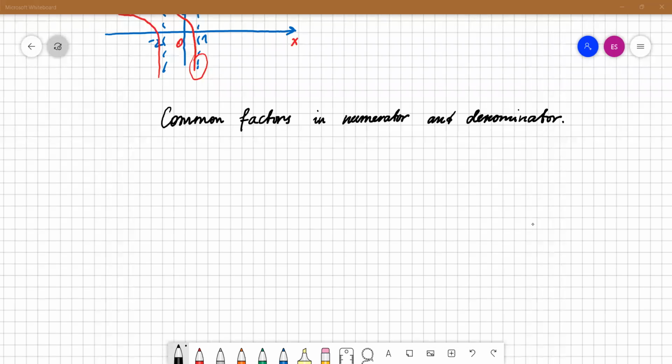Okay, and the third part of section 6, it's a long section. I don't know why in the book they put it in one section. We're going to talk about common factors in numerator and denominator, and how they are going to affect the graph.